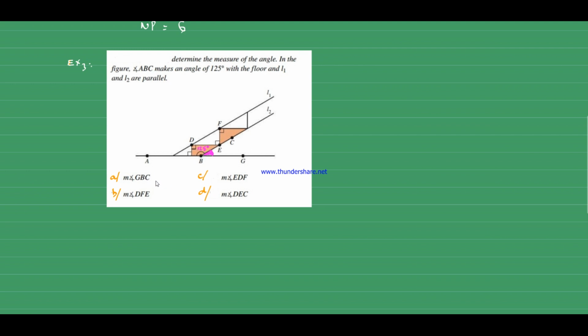Okay. So in order to find GBC, we take this adjacent angle on a flat line. This is called a supplementary angle. So finding GBC is very easy. The measure of angle GBC is 180 minus 125, which gives you 55 degrees.